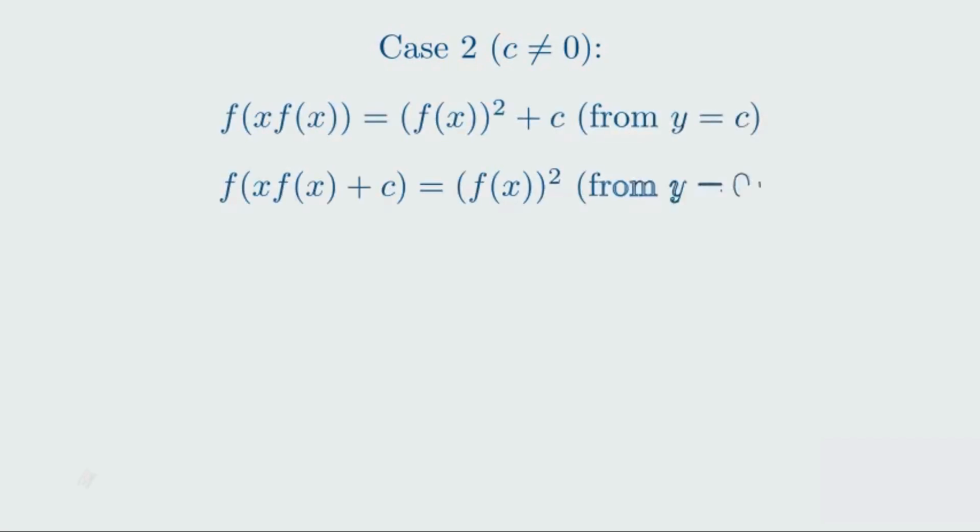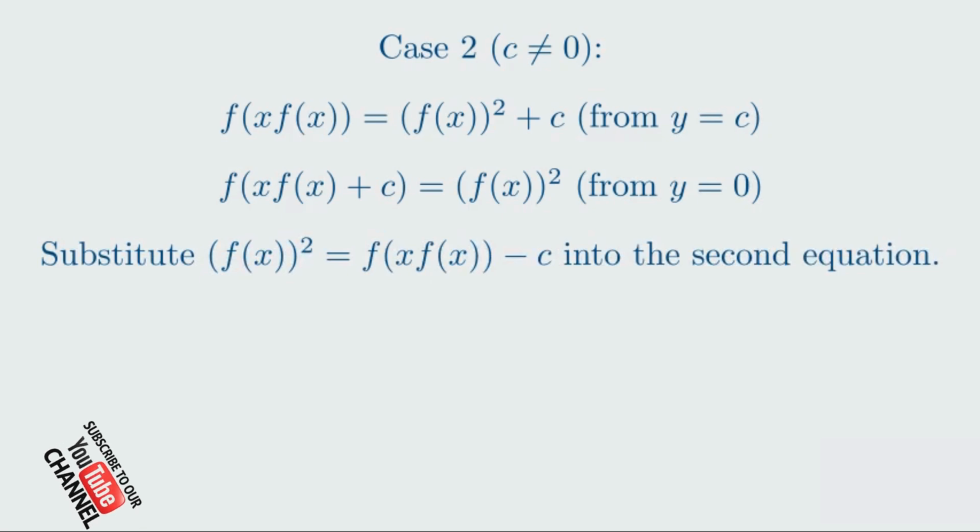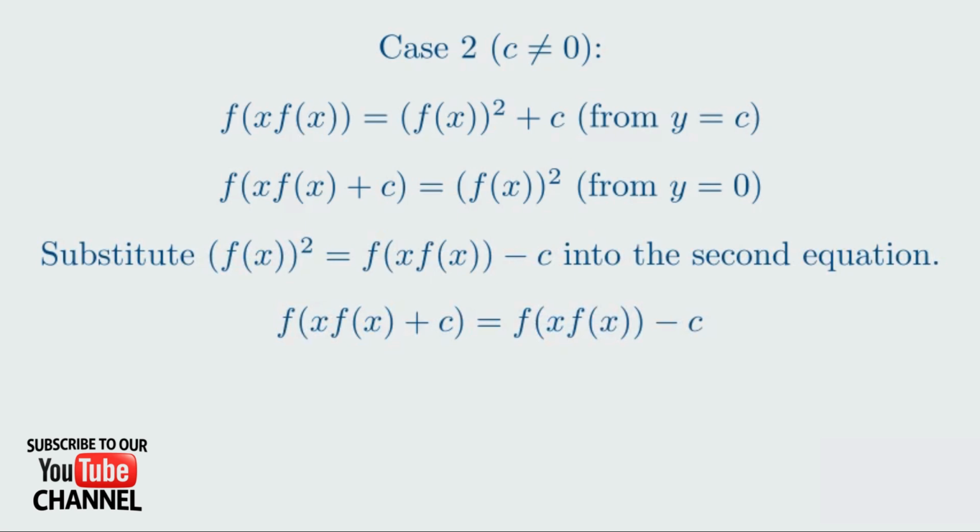Let's formalize the contradiction we found in case 2. We are in the case where the root c is not 0. We derived two equations, the first from setting y equals c and the second from setting y equals 0. From the first equation we can write f of x squared as f of x times f of x minus c. Let's substitute this into the second equation. Substituting this expression for f of x squared gives us f of the quantity x times f of x plus c equals f of x times f of x minus c.